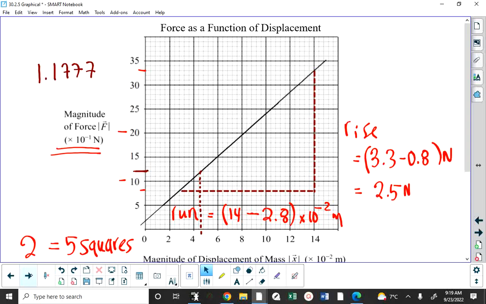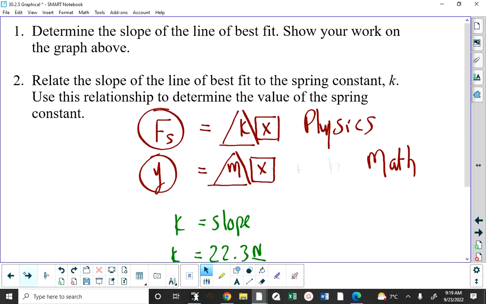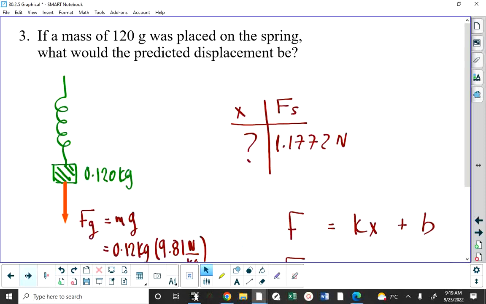And by the way, you would never want to try to answer these questions by just reading the numbers from the graph. Okay? So if there is a y-intercept, you have to use it in your analysis, even though there maybe shouldn't be a y-intercept.